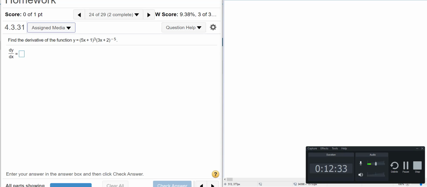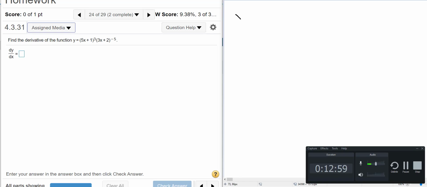Number 24. Find the derivative of y equals (5x plus 1) to the third times (3x plus 2) to the negative 5. They're using the notation dy over dx, which means the derivative of y with respect to the variable x. We have a couple of options here. This is a product, so we may use the product rule, right?